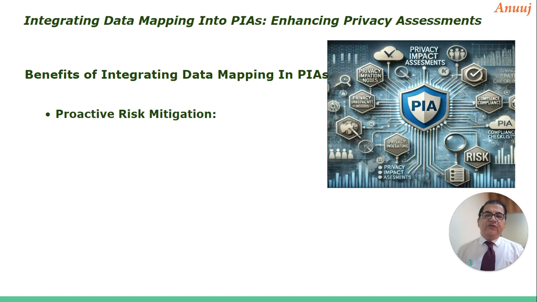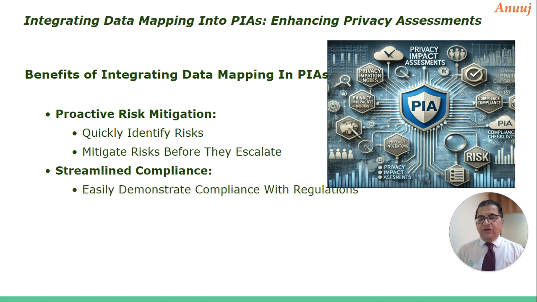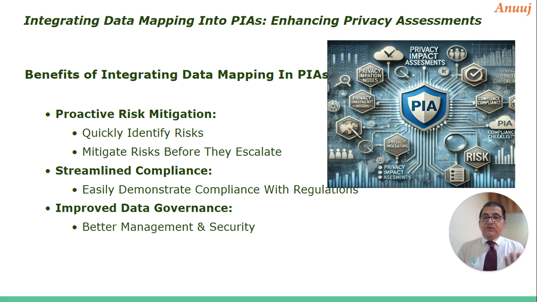So what are the benefits of integrating mapping with privacy impact assessments? Proactive mitigation, you identify the risks, you mitigate the risk before they escalate and create problems for you. Streamlined compliance, you are easily able to demonstrate compliance to regulators. That increases their confidence also, right? That you do work, you are serious about your work. Your governance would improve because you know your data better and you can apply the governance model like security, role-based access, integrity, encryption, anonymization, right? And availability, backups. We talked about all these 3 examples in the previous slide.